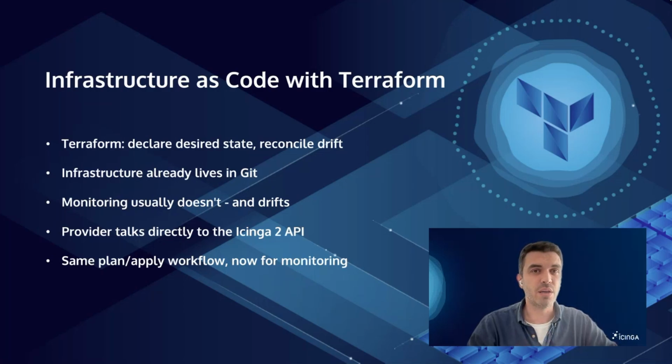The Terraform Icinga 2 provider aims to close this gap. It speaks to the Icinga 2 API directly and lets you declare Icinga objects like hosts and services and notifications and so on as Terraform resources. The same workflow that your team already uses for provisioning, plan, review, apply, commit to Git, now covers your monitoring objects as well. And that's what today's session is about.